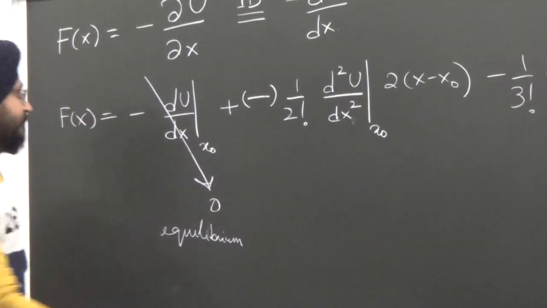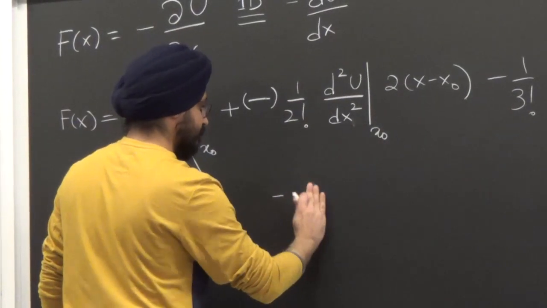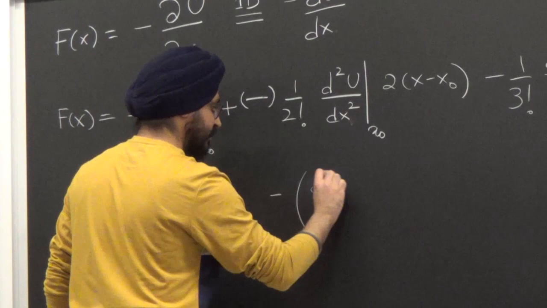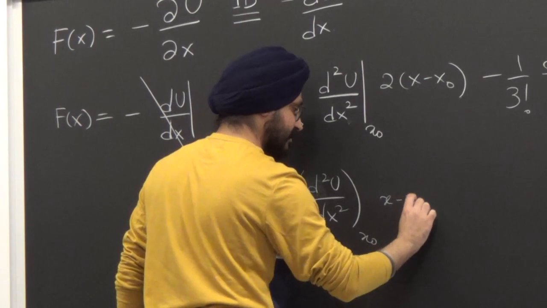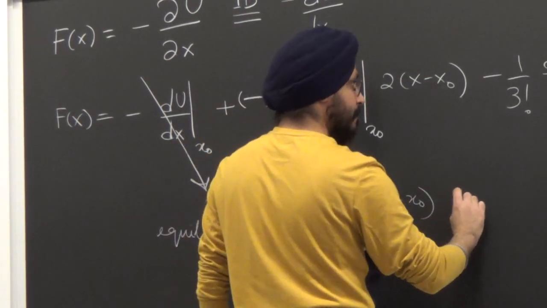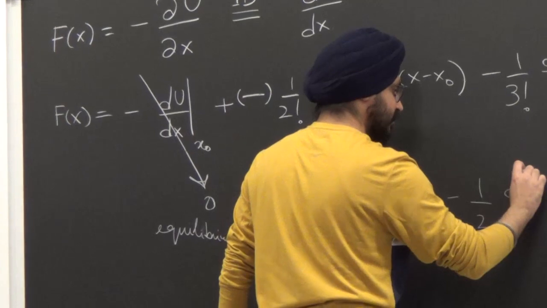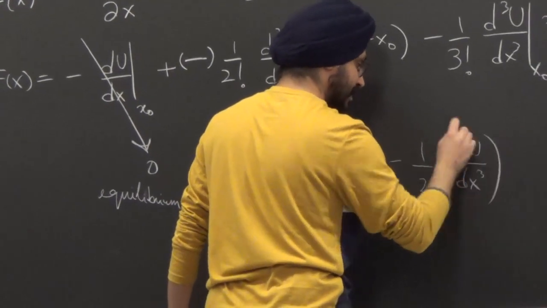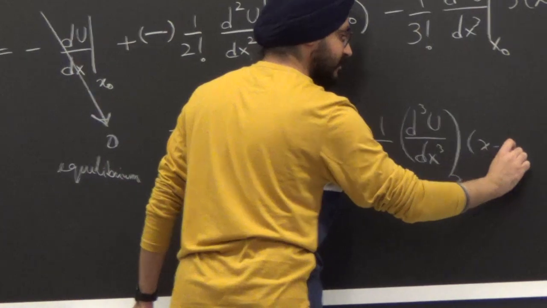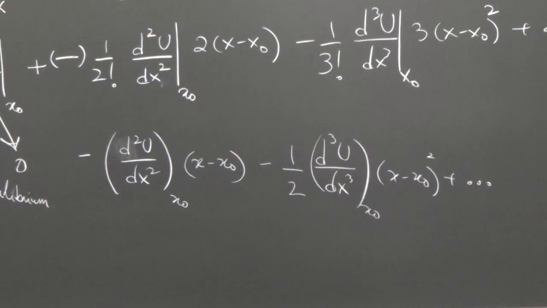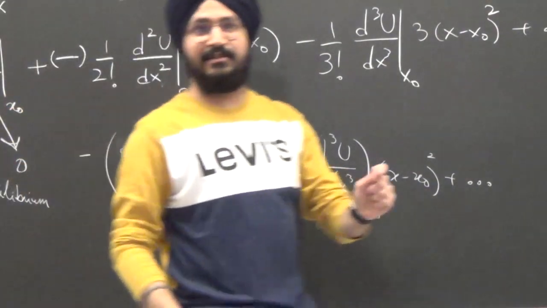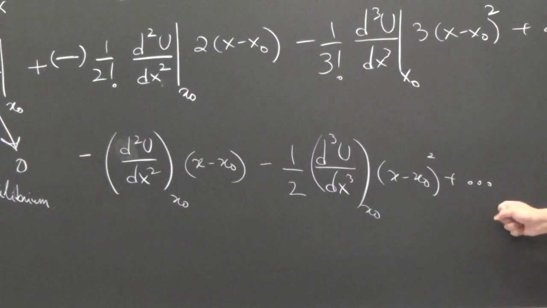And what do you have? You have minus d squared u over dx squared at x0 times (x minus x0), minus 1 half d cubed u over dx cubed at the point x0 times (x minus x0) squared, plus so on and so forth. Again, till now, this series is exact. It's exact because I put the dot, dot, dot. Everything is there. I haven't truncated anything out yet.